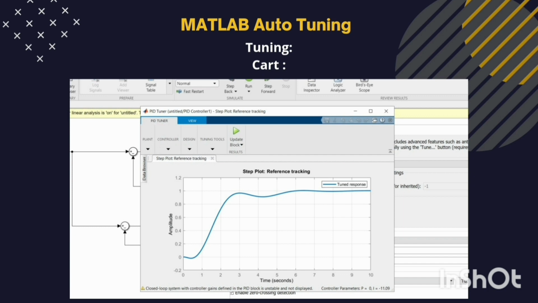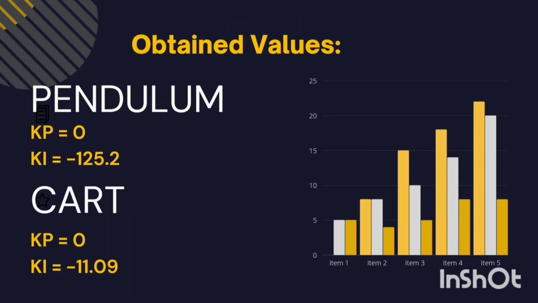In accordance, making use of the PID controller, we could operate MATLAB auto tuning as per below for both the pendulum and card. Therefore, this is the result for the MATLAB auto tuning. These are the values that we obtained for pendulum: Kp equals 0, Ki equals negative 125.2. For the card, Kp equals 0, Ki equals negative 11.09.